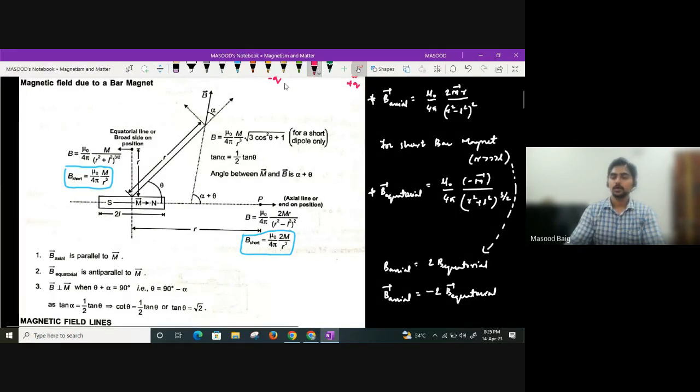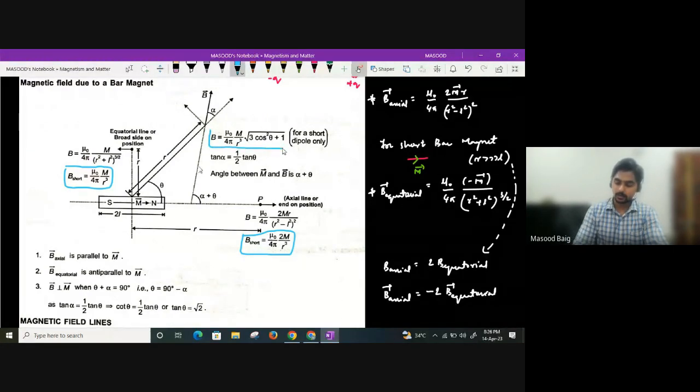Yes or no? And how can I represent short bar magnet? You can represent it simply by a short line. And arrow mark should indicate the direction of magnetic dipole moment. So leaving out a point on the axial line and a point on the equatorial line, any other point can be considered as a which point, beta? Radial point. And what would be the magnetic field at radial point? It is mu naught by 4 pi m by r cube under root of 1 plus 3 cos square theta.